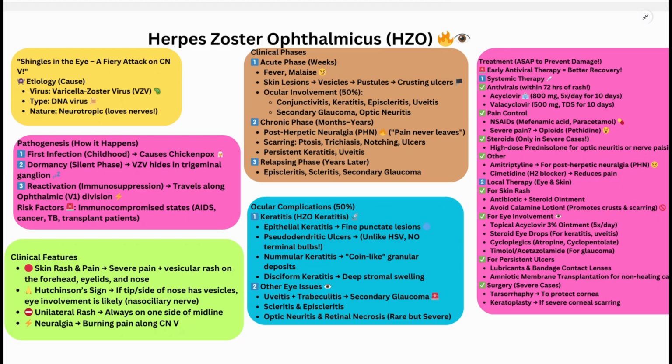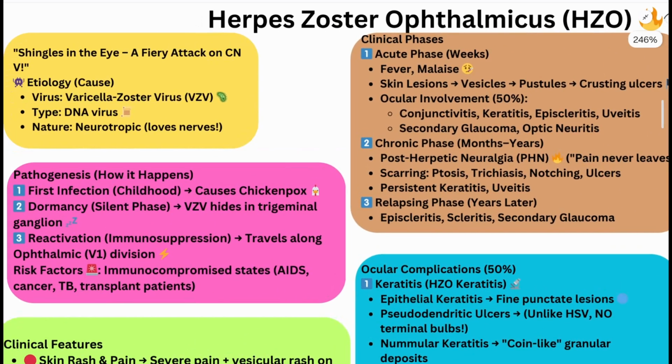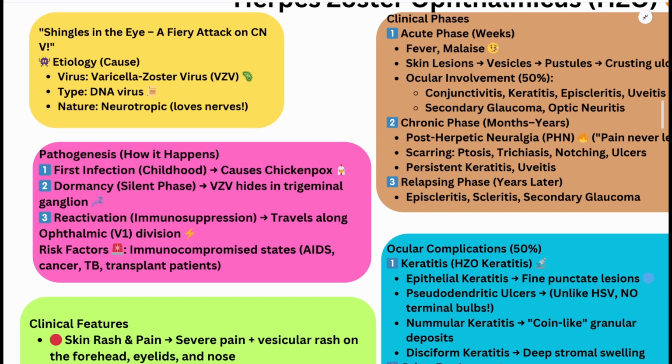This is Harshita. So today's topic of interest is herpes zoster ophthalmicus. Okay, so there are majorly two viruses. First one is HSV virus, second one is HZO virus. So these are the two important viruses that affect the eye. Okay, so now let us discuss herpes zoster ophthalmicus.